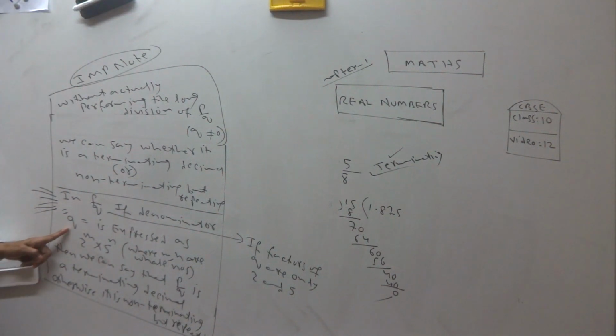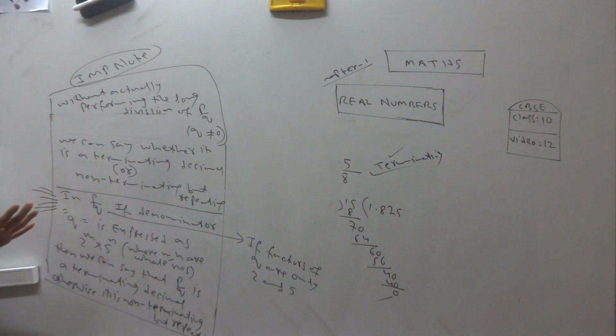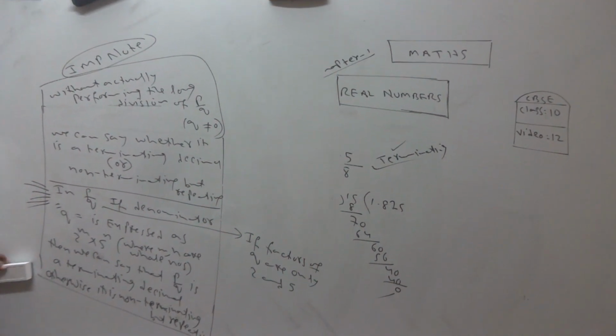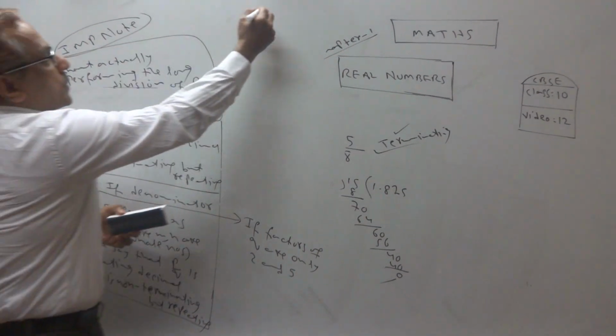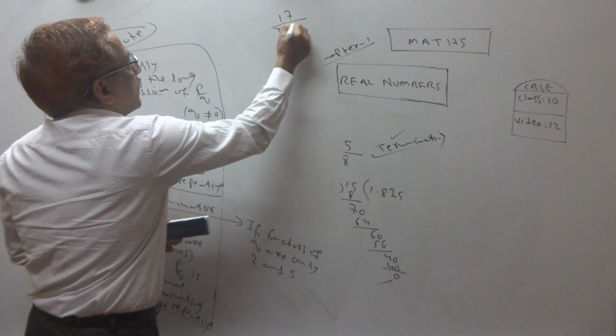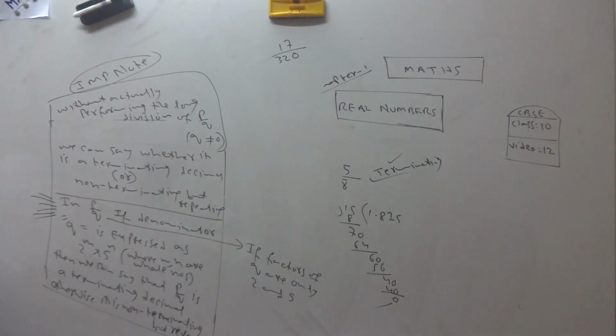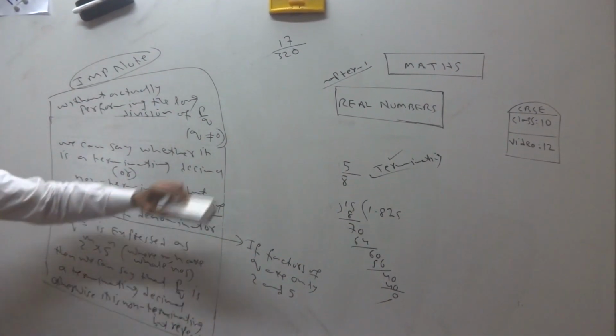So, factors of Q are only 2 and 5. If it is expressed as 2 raised to m, 5 raised to n, where m and n are whole numbers, then we can say that P by Q is a terminating decimal. Otherwise, it is non-terminating but repeating. Okay. So, just now I took this example, 17 by 320. Now I will show you how we explain that answer.